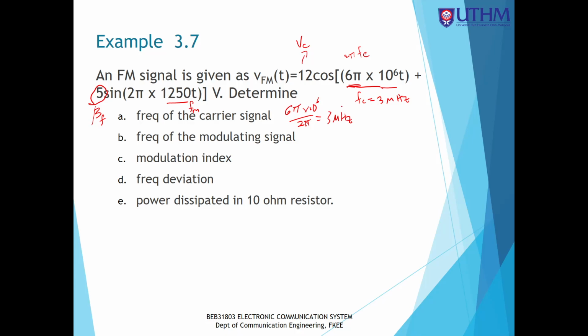Next, the frequency of the modulating signal. This is straight from the question, so we get 1250 hertz. Modulation index, also straight from the question, equal to 5. Beta f equal to 5.